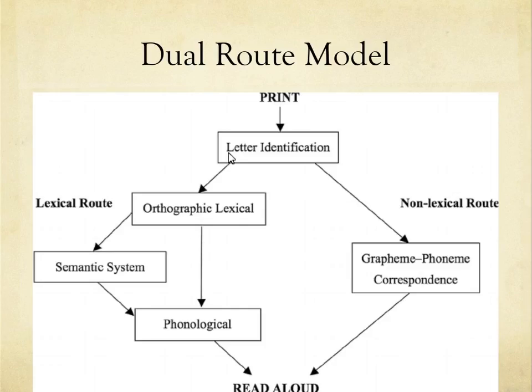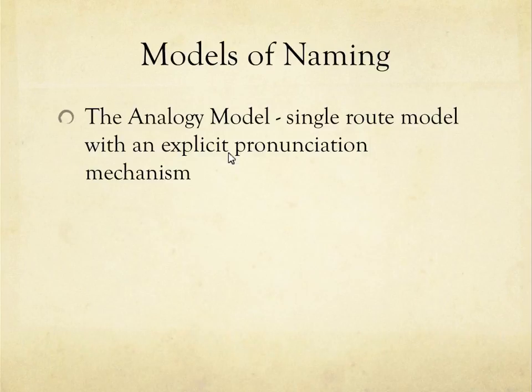So that's sort of the end of the dual root model. We'll come back to it here in a little bit, and we're going to do a couple of other types of models, but as you can tell, since the majority of this lecture has focused on the dual root model, it is the most popular. Okay. A second model is the analogy model.